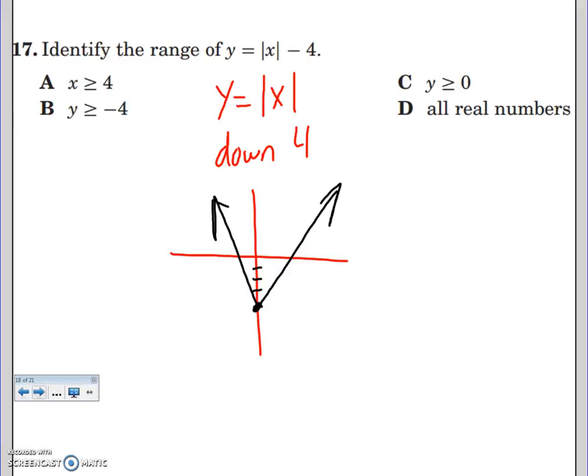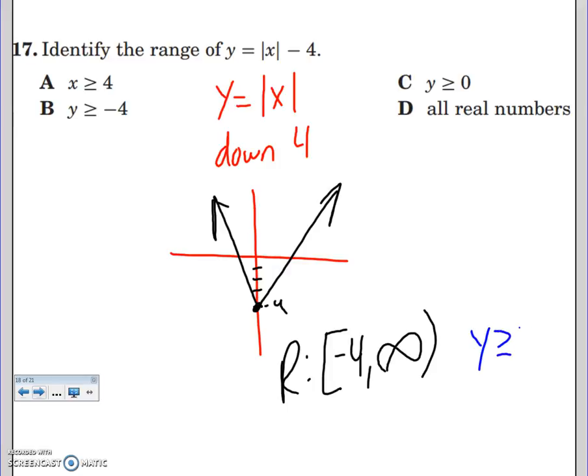Range is the y. So how low to how high? It goes down to negative 4. It includes negative 4. And how high does it go? All the way to positive infinity. So we could say that's the same thing as saying y is greater than or equal to negative 4. That is B. 17 is B.